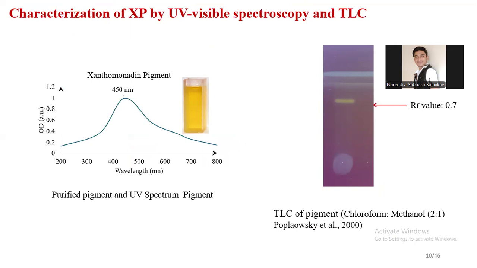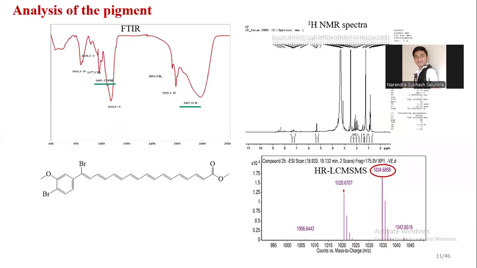In UV spectrophotometry, the absorption maxima at 450 nanometers and an Rf value of 0.7 were determined. The absorption maxima and Rf value of the pigment were similar to previous reports. Then the FTIR picture represents the functional groups of the pigment, like ketone and hydroxyl groups, and it is similar to previous reports.